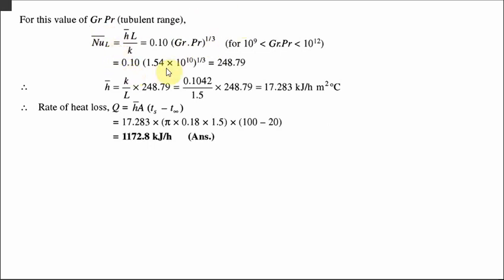So from this one we can calculate the value of h bar. Now the rate of heat loss Q is equal to h bar A delta T. So the steps are very simple. Only things you need to take care of: when calculating the fluid properties, you have to take the film temperature. Next, when we are calculating the value of beta, we have to take the film temperature and the characteristic length also.